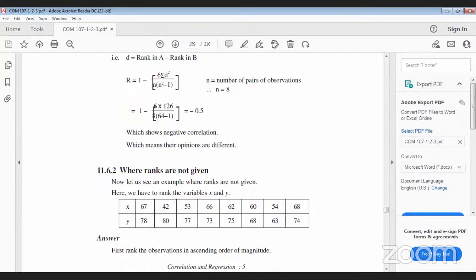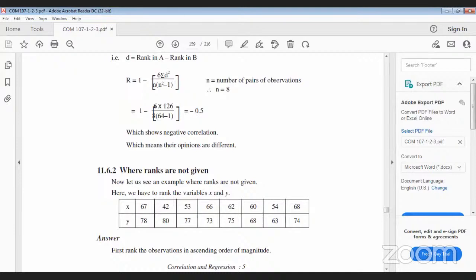Then for y, you will see that 80 is the highest one, so it has first rank. Then second highest is 78, it has second. Third one is 77. Then fourth one is 75. Fifth is 74. Then sixth is 73. Seventh is 68 here. Then eighth is 63 here. So in this way, we have to rank these numbers or variables, x and y here.